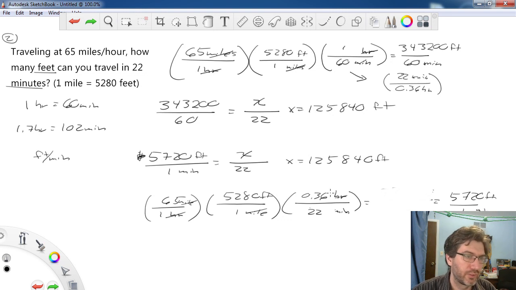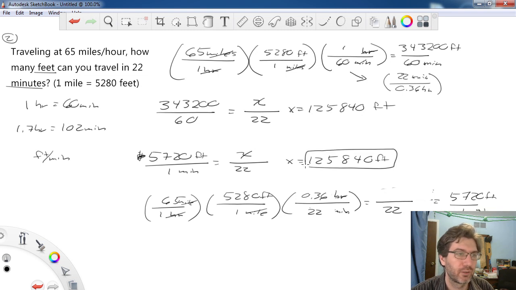Well, if you use this ratio here, you would get 22 on the bottom, and then your top would be the answer. So you should be getting this on top, if this is the correct ratio. I don't know, I didn't do it. 65 times 5280 times 0.36, and you get 1235552. This might be a bit rounded. I don't know. We can figure out what that ratio is.